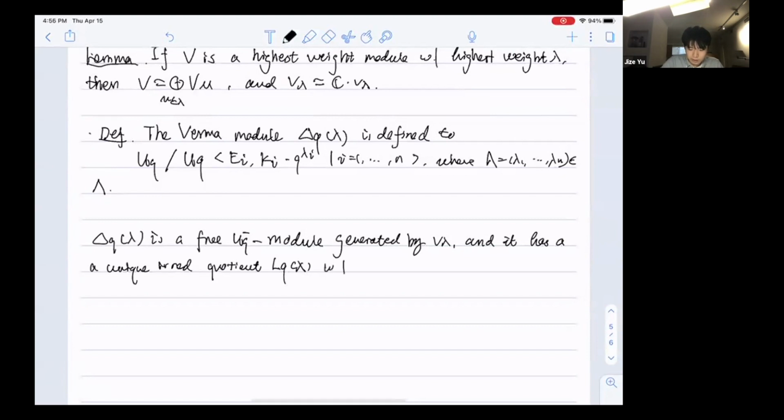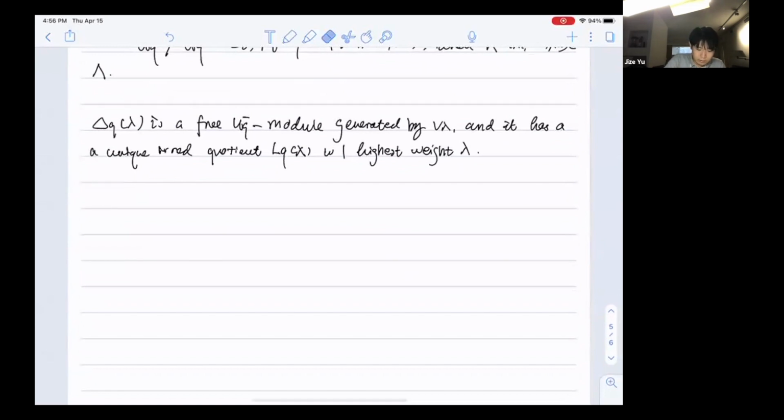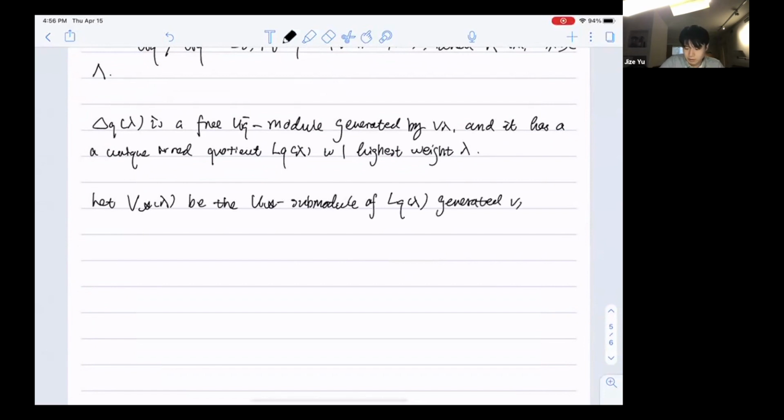Of course, this is with highest weight lambda. Okay. Now we let V A of lambda be this UA submodule of LQ lambda generated by this primitive weight vector V lambda.